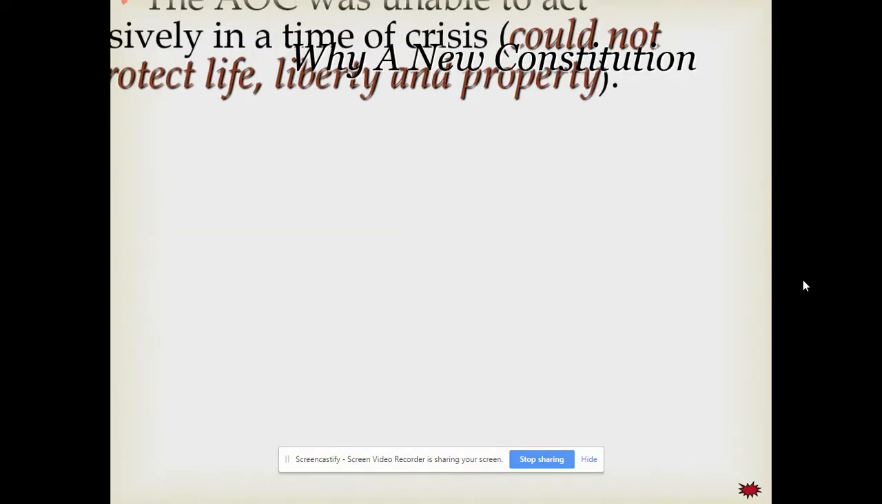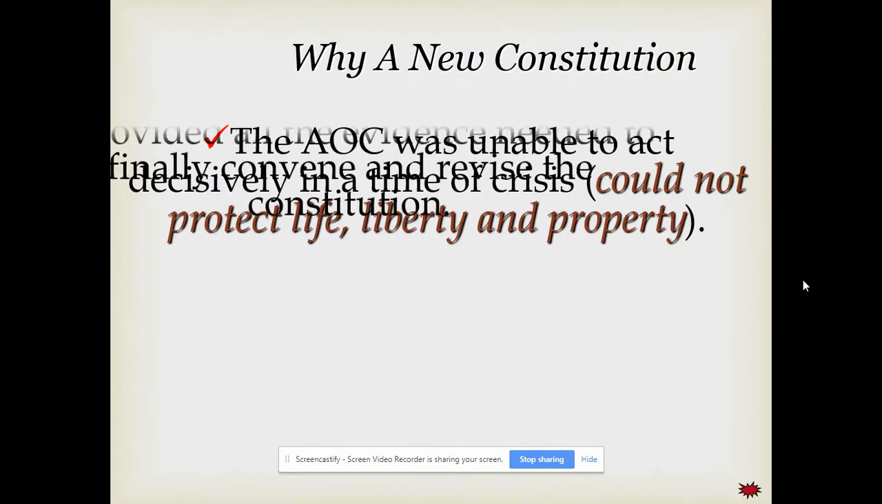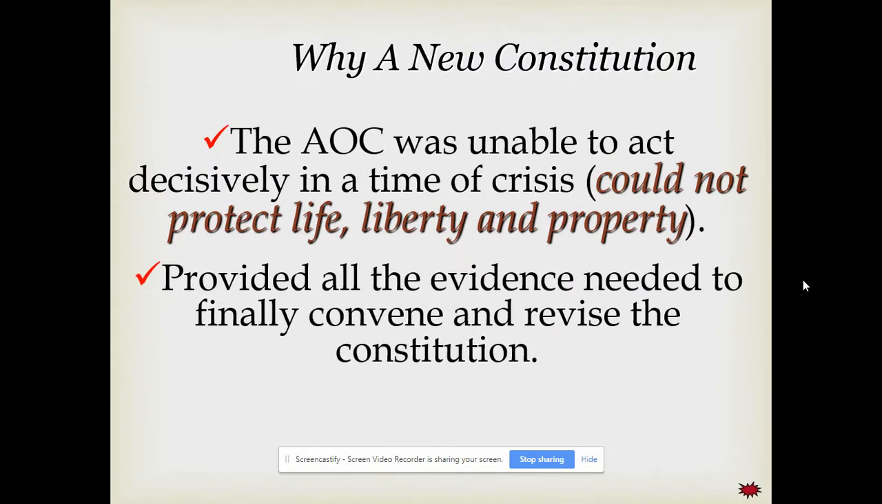So why a new Constitution? Well, as I mentioned, those things we just mentioned. It was also too weak to protect life, liberty, and property, which are things that John Locke advocated in the Enlightenment. They realized that with Shays' Rebellion and the conflict that emerged over taxes and so forth in Western Massachusetts. So Shays' Rebellion provided that evidence that something needs to happen.